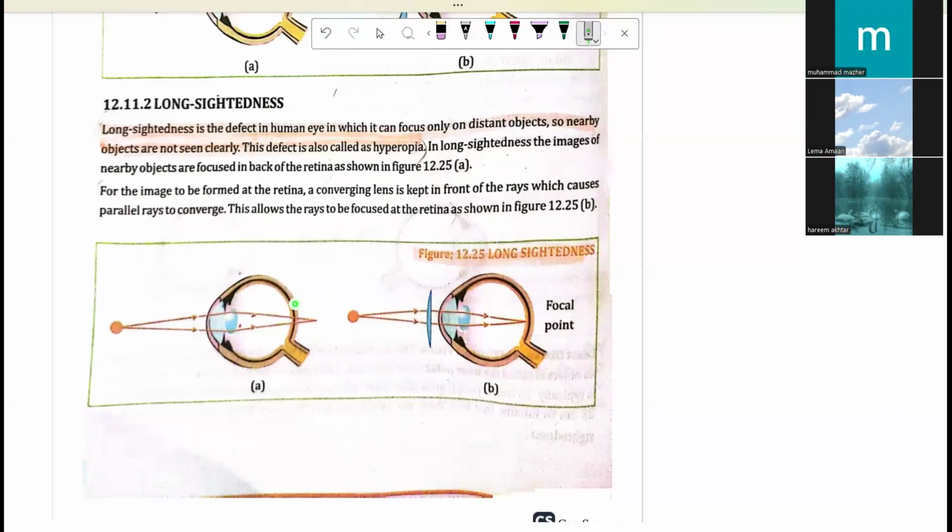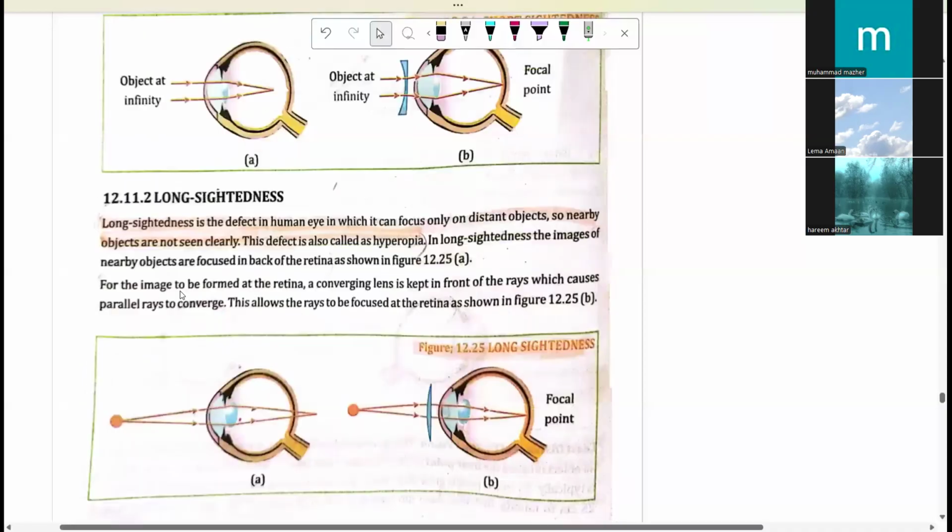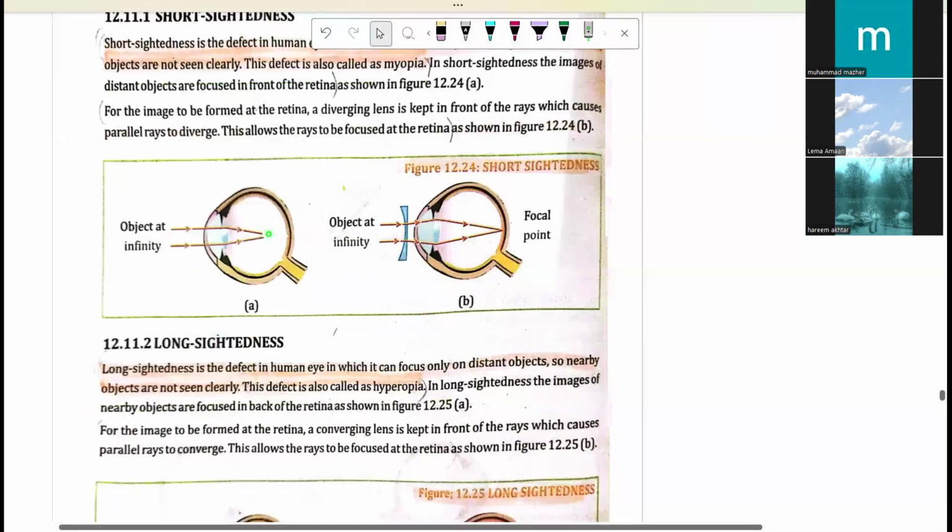Long-sightedness is defined here as the defect in the human eye in which it can only focus on distant objects, so nearby objects are not clearly seen. This defect is also called hyperopia, I don't know how to pronounce it. And later on they discussed it there. Whereas in short-sightedness, the image is formed before the retina, and this is corrected using which lens? Plano-concave lens.